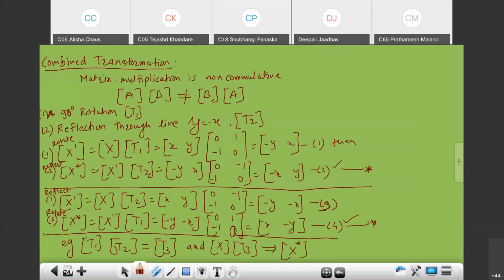It is also correct. What we have done here is concatenate the multiple transformations, but in the given sequence only. Given sequence means if the rotation is first, then T1, and then reflection T2, combine these together, it generates a new transformation matrix T3. Then multiply this T3 with the original vector x, we will get x star.